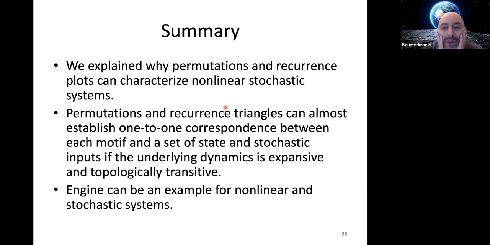Maybe I can ask a question. The nature of the noise here, it doesn't matter? It can be Brownian motion, bounded, unbounded, fractional Brownian motion, it can be anything? Or is there an impact of the nature of the noise here?